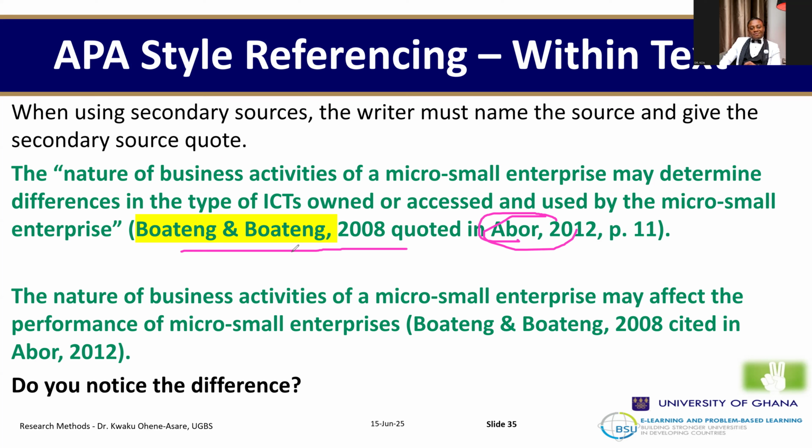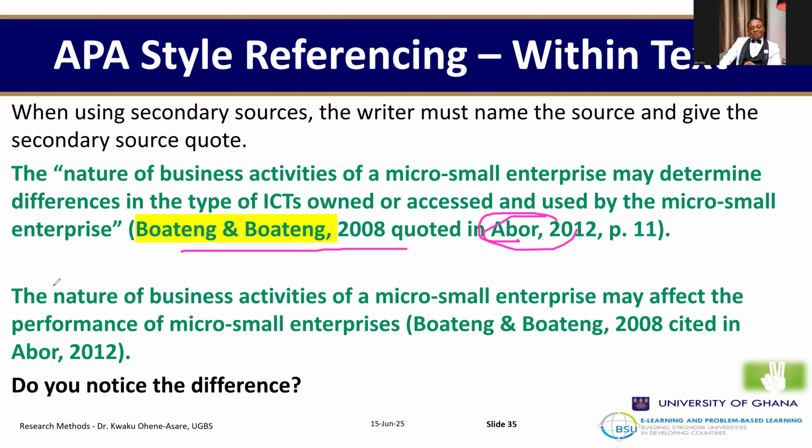Well, if you still want to go by what Boateng and Boateng have said, and you've not gone to read the paper by Abor, you got to say that this is from Boateng and Boateng, but they actually quoted in Abor, on this page. So you got to actually indicate who is the one you are quoting from, and then where is the source of the quote as well. So you have to have the actual source and the secondary source. And that is an example of that.